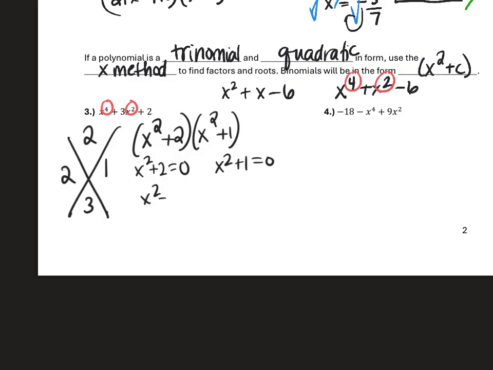Subtract 2 from both sides. X squared equals -2. Square root both sides. Don't forget plus or minus. So x equals plus or minus, pull out this negative sign, i root 2.